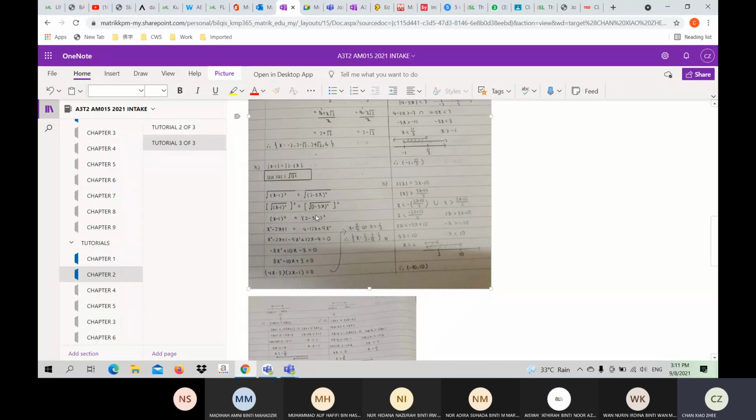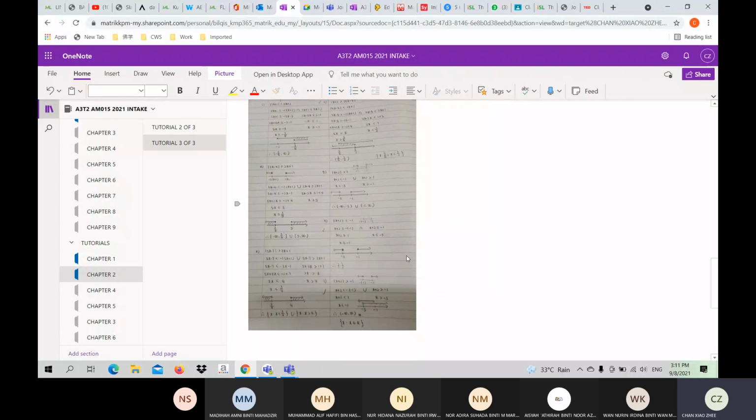Selepas kamu cari x smaller than 2, x smaller than 10, lukis number line ini. Smaller than, it means move to left hand side. So union maksud dia ialah nak semua punya. So akan dapat jawapan ini. Okay.